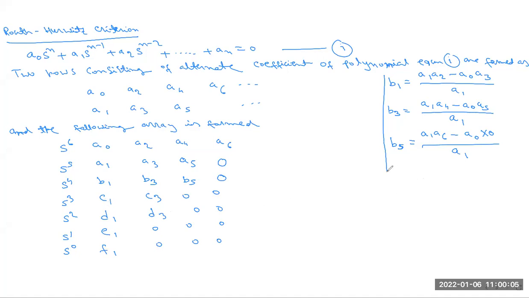How is C1 calculated? C1 equals B1 A3 minus A1 B3, divided by B1. Here you can see, in this case this row is not considered when you calculate this one. It is clear. Next, D1, how is it calculated?